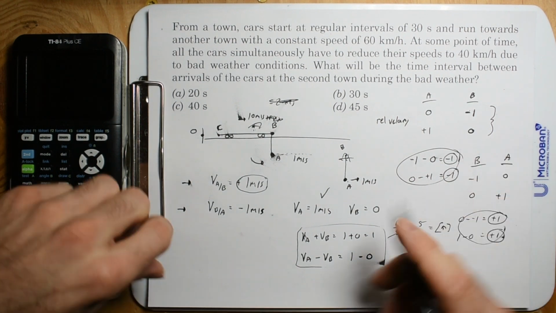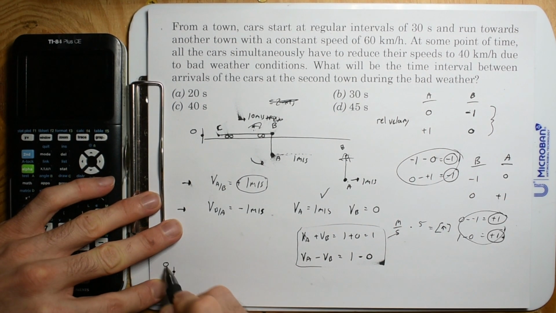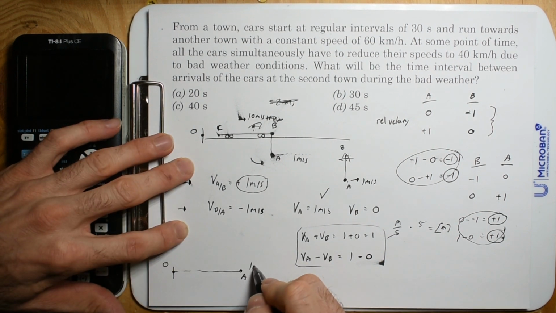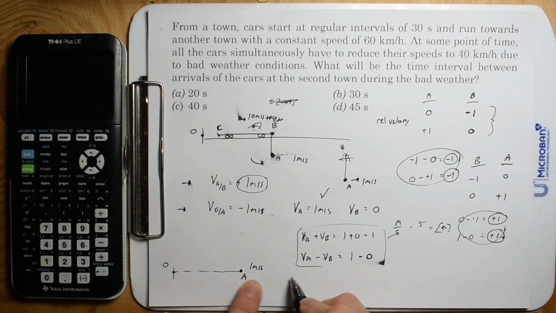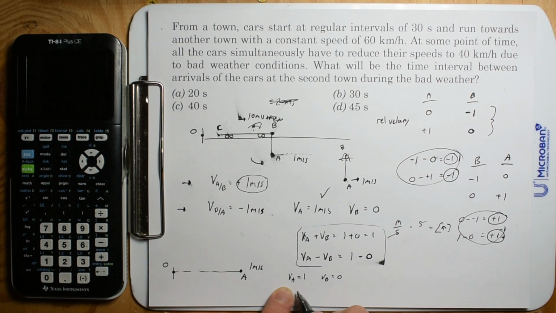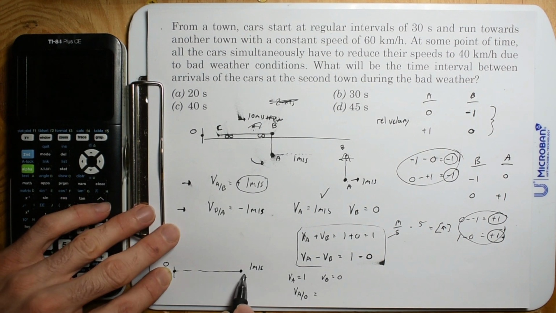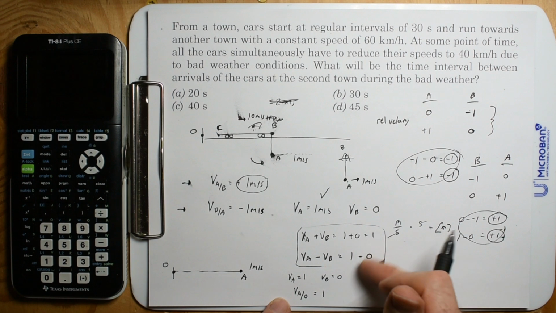So let's just start off with some scenarios. What I'm going to do is I'm going to have this starting line, and then I'm going to have A out here. And I have velocity of A is 1 meter per second. So I know that velocity of A is 1, velocity of this starting line is 0, and velocity of A as seen from O is definitely going to be positive 1.